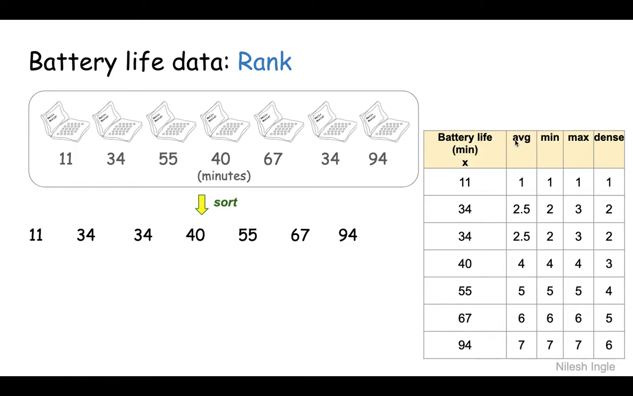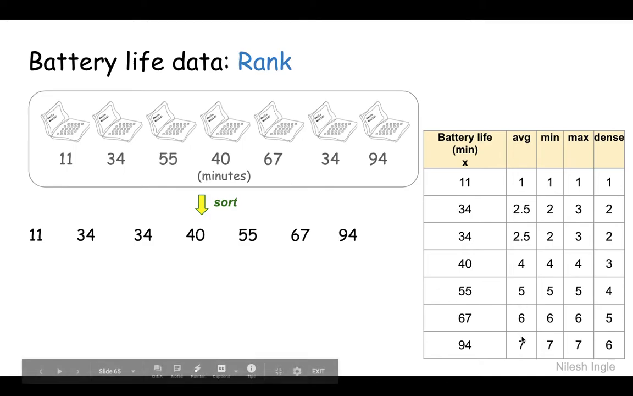The first one is average. The way this works is 11 is the smallest one, so we rank it as 1, and then there are two 34s, so this would have been 2 and this would have been 3. However, in case of average, we take an average of 2 and 3, which is 2.5, and assign 2.5 as a rank to both of the 34s that we have. After that we skip the rank 3 completely and move on to 4, 5, 6, 7, as we see here.